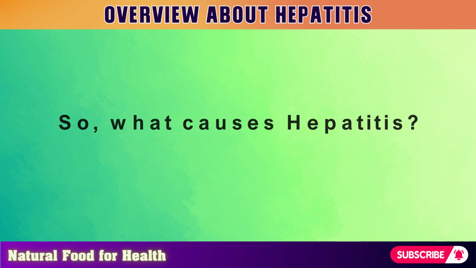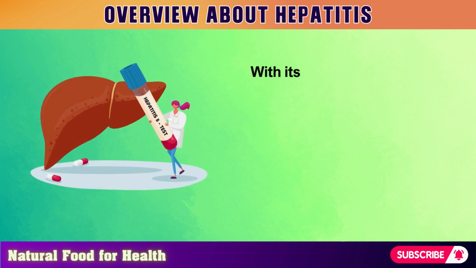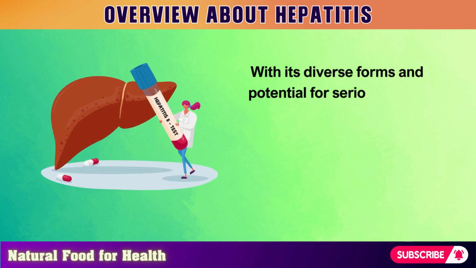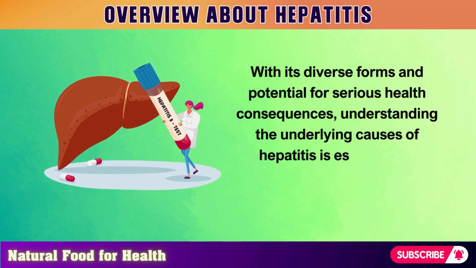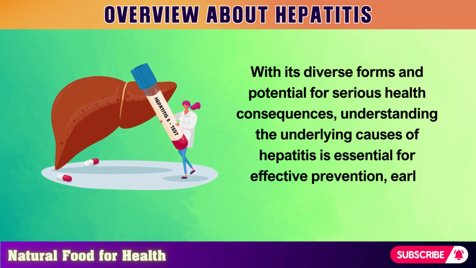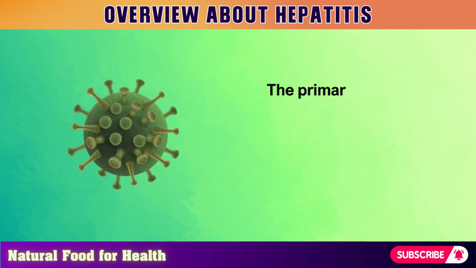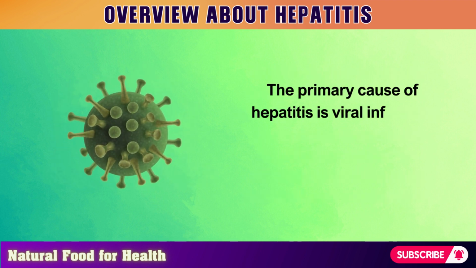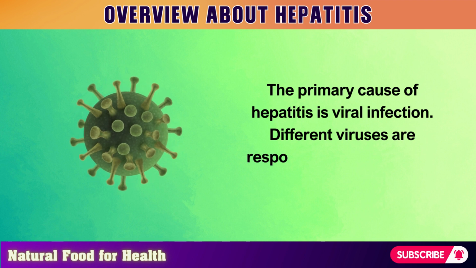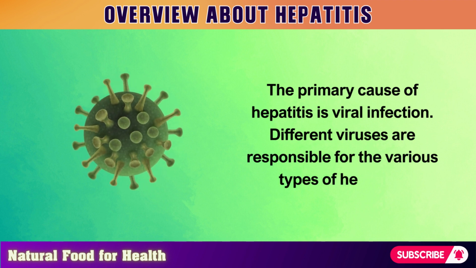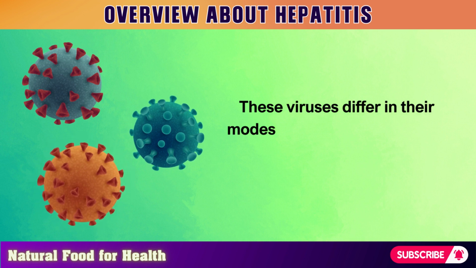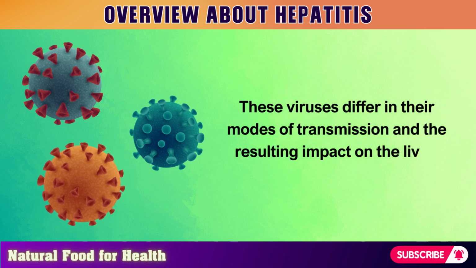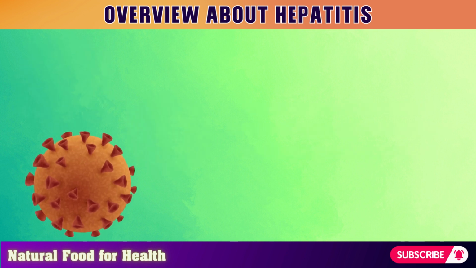So, what causes hepatitis? With its diverse forms and potential for serious health consequences, understanding the underlying causes of hepatitis is essential for effective prevention, early detection, and management. The primary cause of hepatitis is viral infection. Different viruses are responsible for the various types of hepatitis. These viruses differ in their modes of transmission and the resulting impact on the liver.